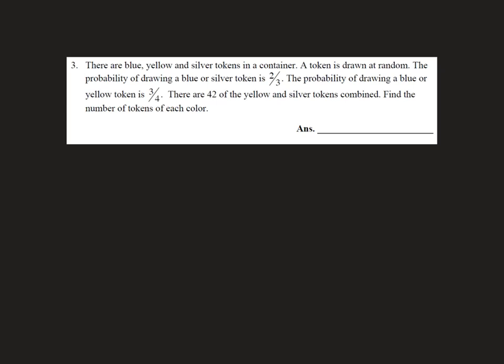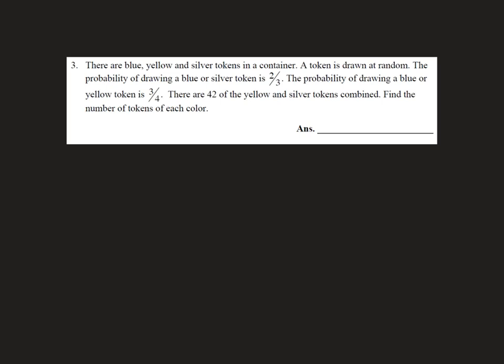Here's a problem from 1994 under the category probability. There are blue, yellow, and silver tokens in a container. A token is drawn at random. The probability of drawing a blue or silver token is 2/3. The probability of drawing a blue or yellow token is 3/4. There are 42 of the yellow and silver tokens combined. Find the number of tokens of each color.